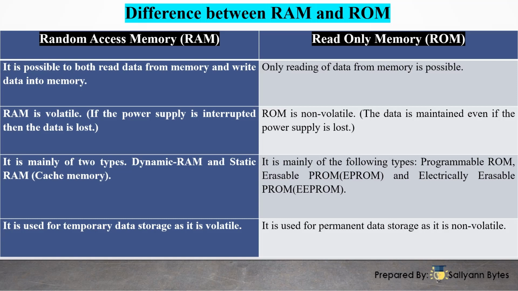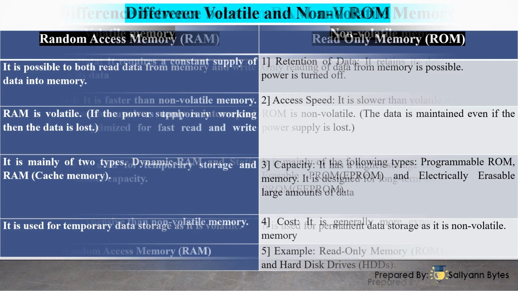RAM is mainly of two types: dynamic RAM and static RAM, plus cache memory. ROM is mainly of the following types: programmable ROM, PROM; erasable PROM, EPROM; and electrically erasable PROM, EEPROM. RAM is used for temporary data storage as it is volatile. But ROM is used for permanent data storage as it is non-volatile. Hope you can understand better now.